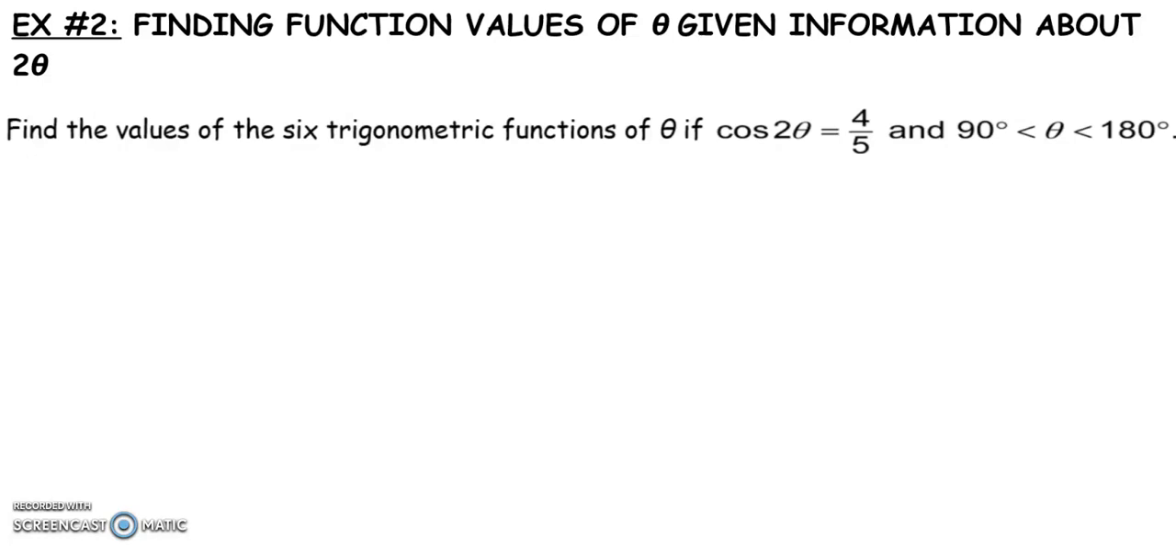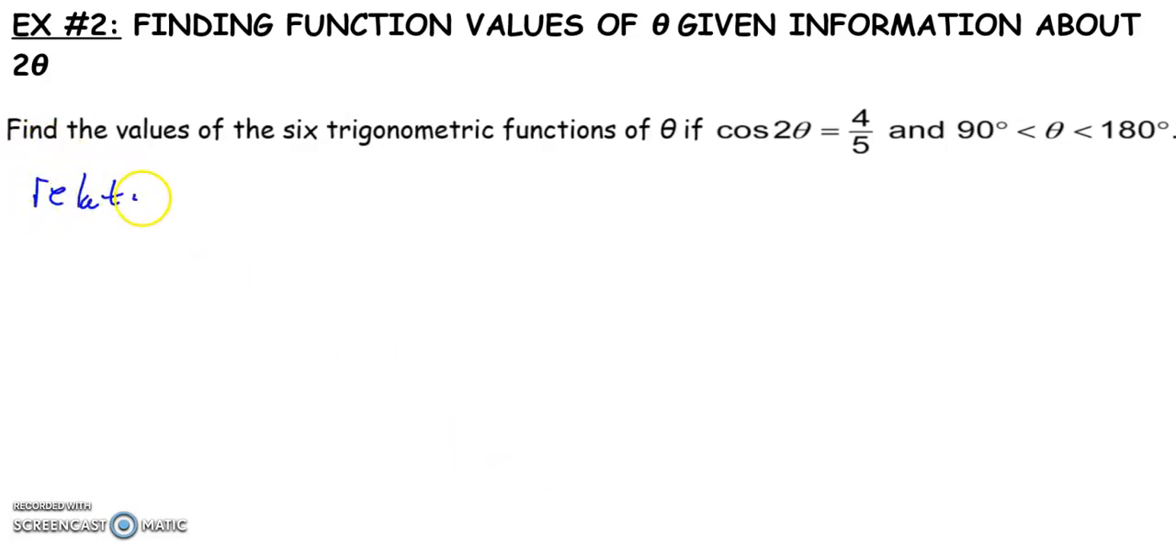Alrighty, now what we're going to do, everybody, is we are going to find the value of other trigonometric functions given a double angle's value. So we want to find all 6 trig functions of theta if we are given cosine of 2 theta. So what we're going to do is we want to relate cosine of 2 theta to another trig value with just theta.